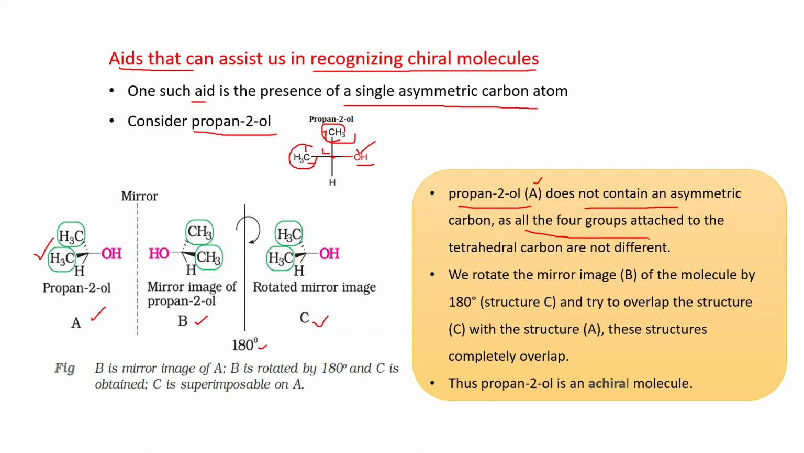As all the four groups attached to the tetrahedral carbon are not different. We rotate the mirror image B of the molecule by 180 degrees, then we will get the structure C, and try to overlap the structure C with the structure A. These structures completely overlap. Now if you place this as such on this one, then you will observe that C is completely superimposed on this A. That's why we can say propane-2-ol is an achiral molecule.